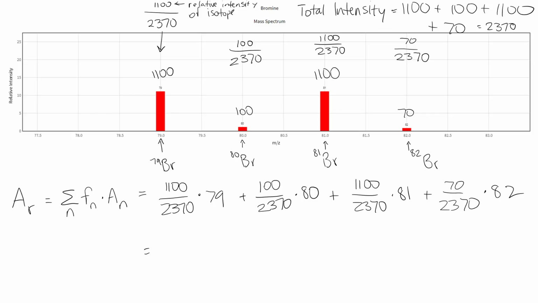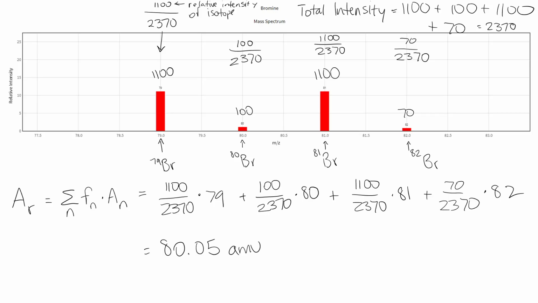And so the math turns out to be 80.05 atomic mass units. That's how you calculate the relative atomic mass for bromine. If you were to look this up on the periodic table, you should find that the value is pretty close to the relative atomic mass that you find there.